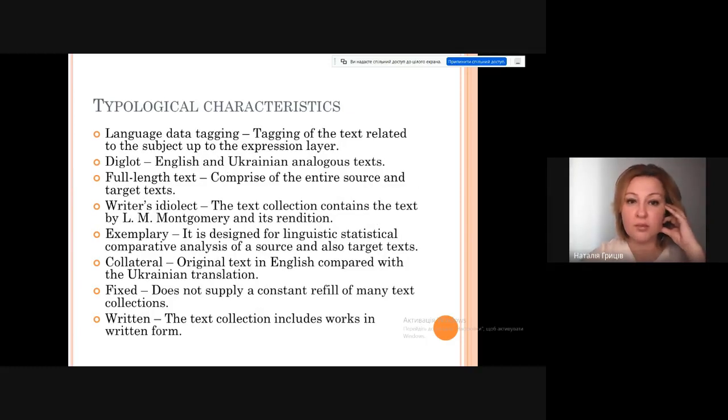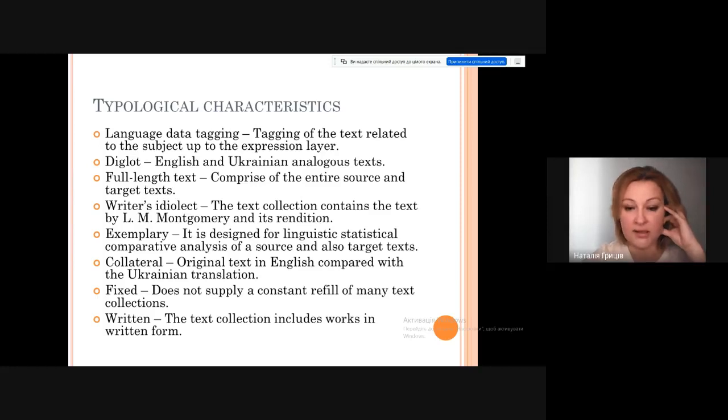To talk about the typological characteristics, we talk about language data tagging, that is tagging of the text related to the subject up to the expression layer. Then we talk about the diglot, English and Ukrainian analogous texts. Then we talk about full-length text, comprised of the entire source and target text, which produces the holistic picture and evaluation. Writer's idiolect, that is the text collection, contains the text by Lucy Montgomery and its rendition into Ukrainian. Exemplary, it is designed for linguistic, statistical, comparative analysis of a source and also target text.